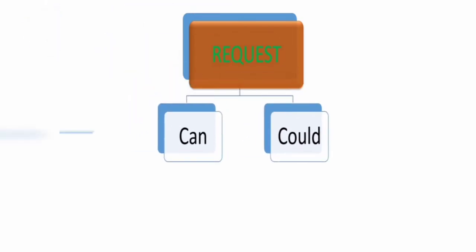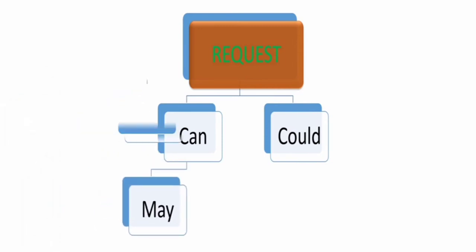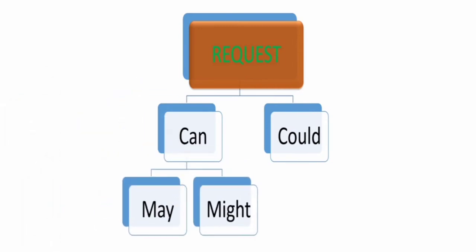Let's have another example. We can use modal verbs for request. And these modal verbs are can, could, may, might, will. So if you want a request from someone, you can use any of these modal verbs. Can, could, may, might, will.